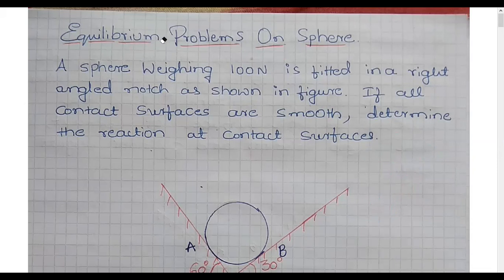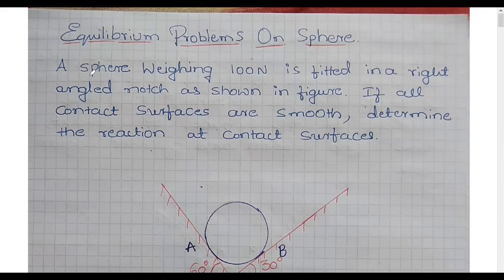So let's take the first problem. What does the first problem say? A sphere weighing 100 Newton is fitted in a right angle notch as shown in the figure. If all the contact surfaces are smooth, determine the reaction at the contact surface.